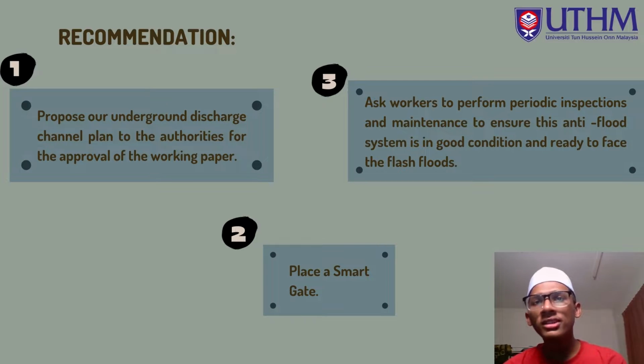In addition to placing an underground discharge channel, we also want to place a smart gate, as reported before. This can help slow the flow of the river water from reaching the ground and can help the existing smart tunnel and underground discharge channel to work properly so as not to get a high reaction from the recent water.